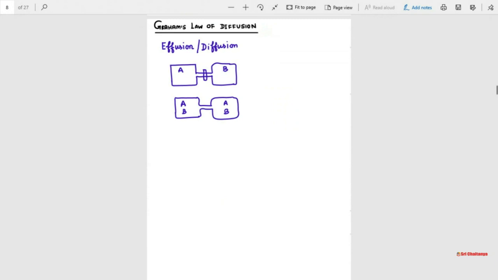When this mixing of gases is taking place, there is a collision of A gas particles with B gas particles, right? Already there is a collision between AA particles and between BB particles, but now when this mixing is taking place, there is a collision between A and B particles also. So when we are talking about diffusion, this is related to mixing of gases, that is diffusion.